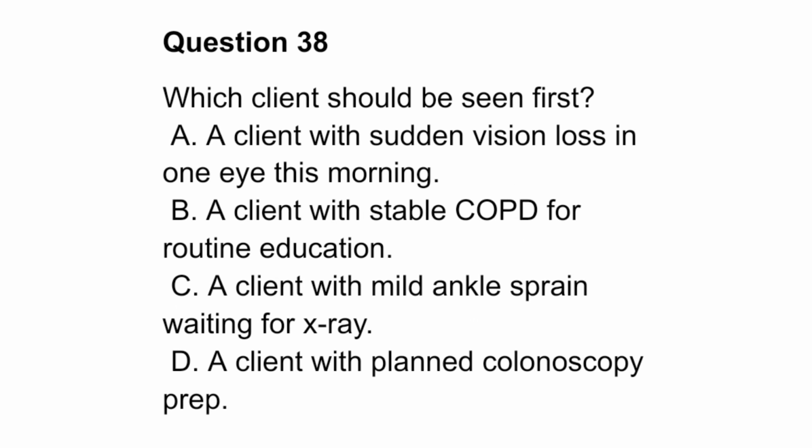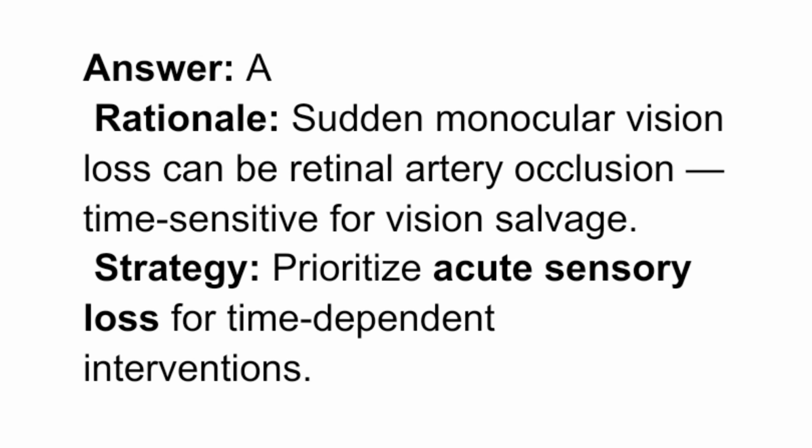Question 38. Which client should be seen first? A. A client with sudden vision loss in one eye this morning. B. A client with stable COPD for routine education. C. A client with mild ankle sprain waiting for X-ray. D. A client with planned colonoscopy prep. Answer, A. Rationale: sudden monocular vision loss can be retinal artery occlusion, time-sensitive for vision salvage. Strategy: prioritize acute sensory loss for time-dependent interventions.